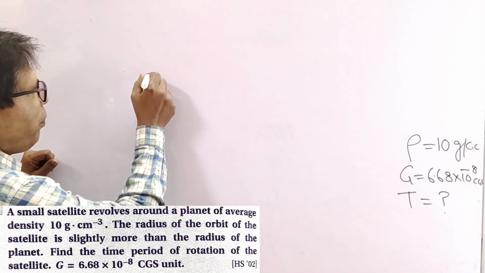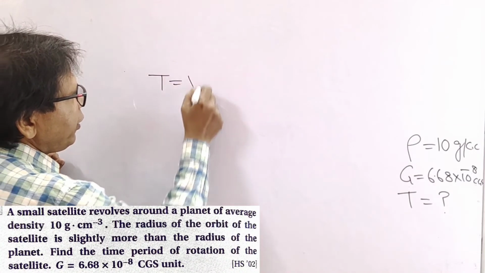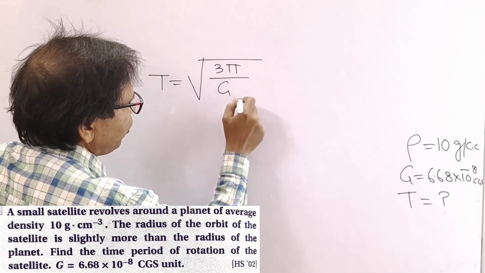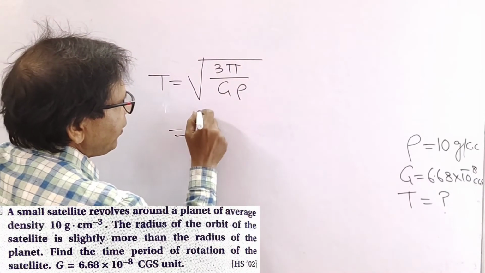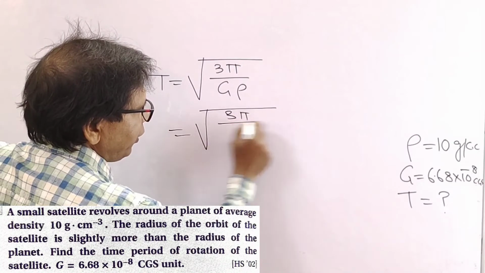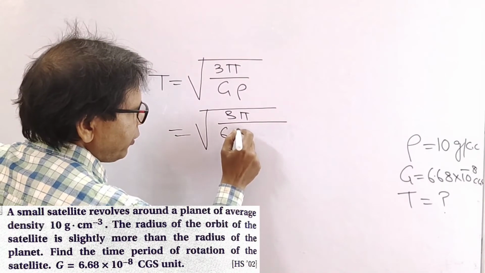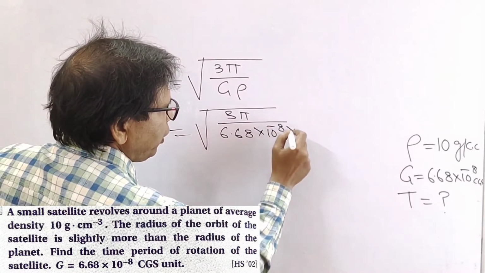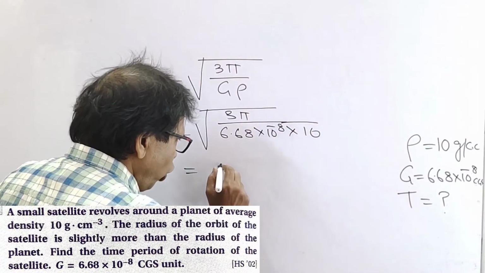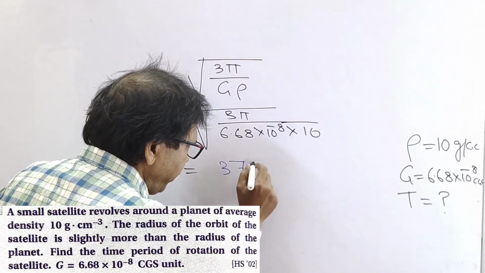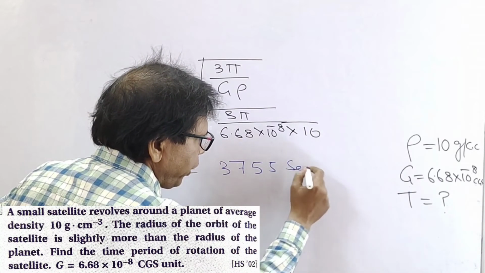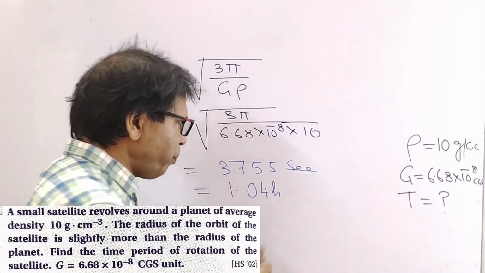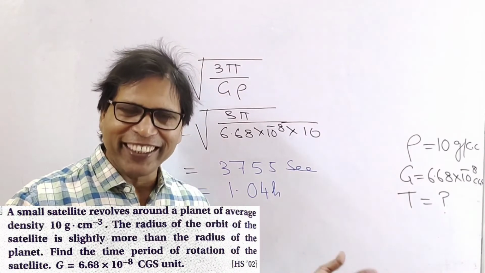We know the period of revolution T is equal to root of 3π by Gρ. So look at this, this is 3π, G is 6.68 × 10^-8, and ρ is 10. This is almost equal to 3755 seconds. Okay, so 1.04 hours is the period of revolution of the satellite.